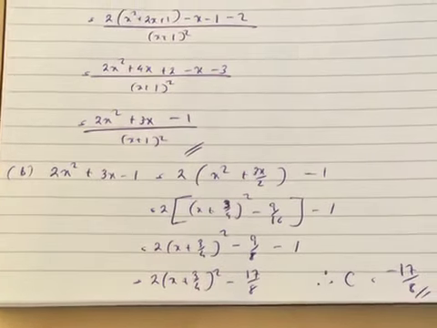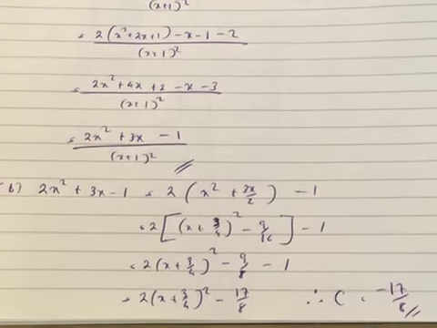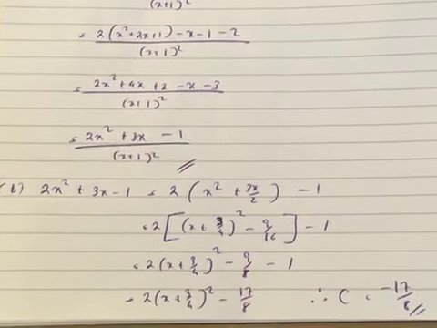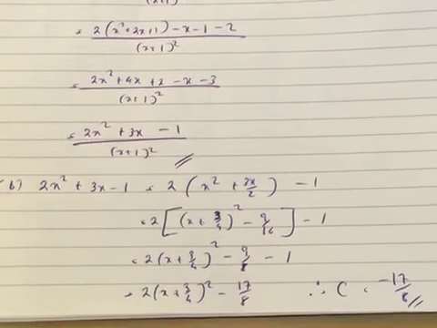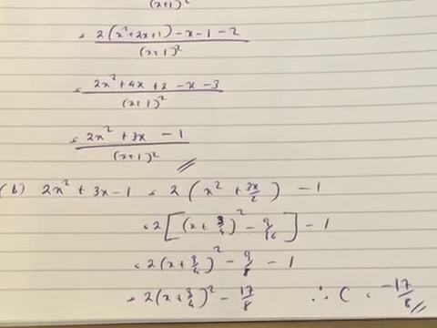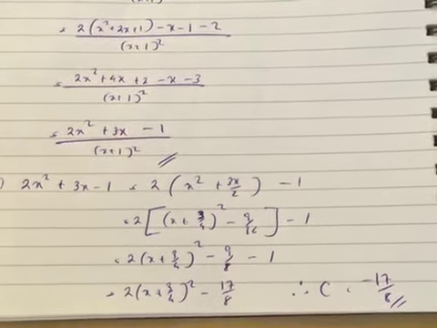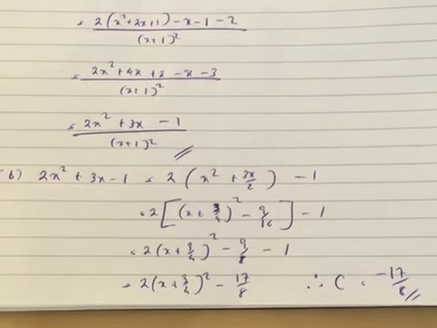For part B, you just complete the square, you take the 2 out of the bracket. You can keep the 1 out of it or keep it in there, it's up to you. I just kept it out, it's easier, and then you just simplify it and you get 2 bracket x plus 3 over 4 squared minus 17 over 8. So the value c is minus 17 over 8, as the function is always greater than minus 17 over 8.